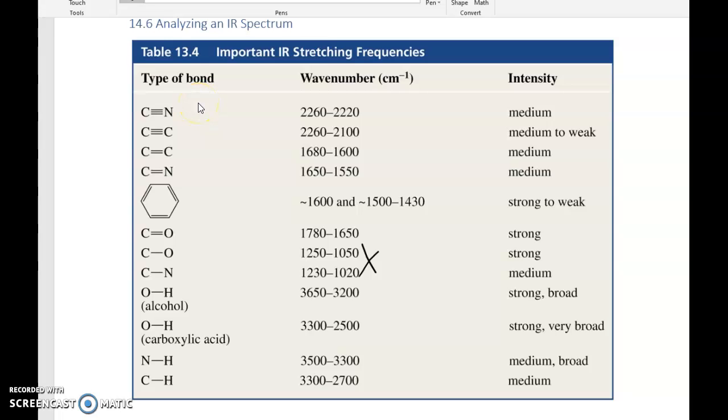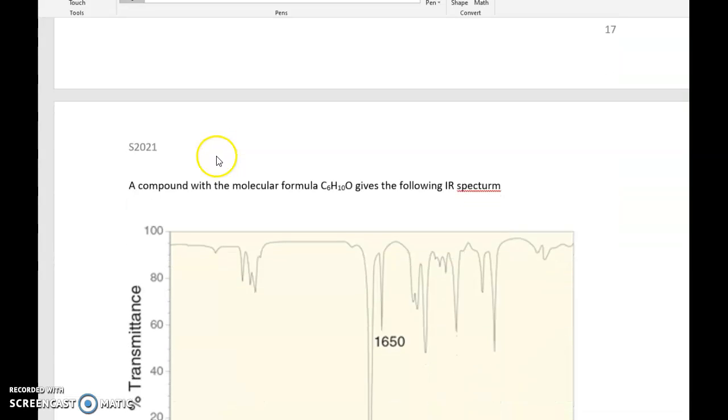So analyzing an IR spectrum, the first thing we'll need to know is the important IR stretching frequencies, and this is most of them. We're not going to be using these. We are going to pretty much ignore everything below 1500. Now, this is an example from your book.